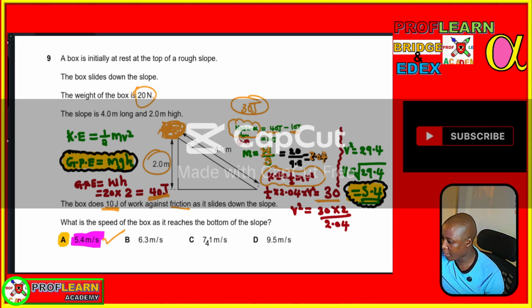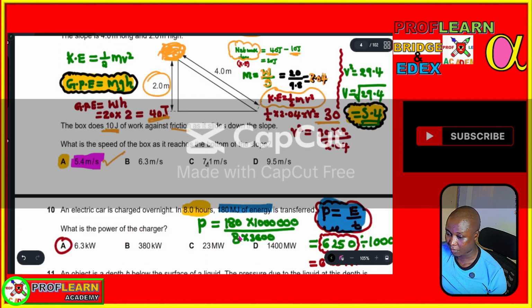I believe we are okay, right? Great. First, at that given point we are going to subtract the energy that was used to overcome friction from the gravitational potential energy, and then we use the 30 joules, we equate it to a half mv squared, which is kinetic energy, then we work it out. I believe you've gotten it right. Yeah, so that is it.